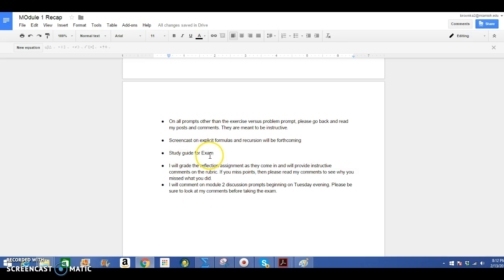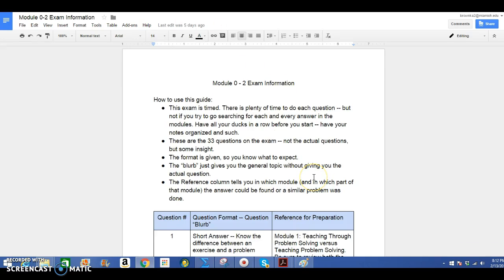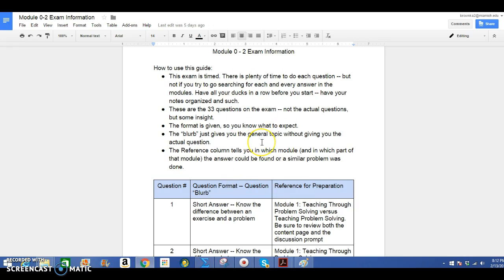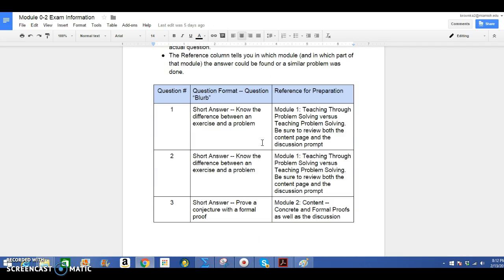Make sure that you look at the study guide for the exam. There is a link within the announcement. It looks like this. It gives some information about how to use it, and some information in general about the exam, and then I'll just go through a couple here.